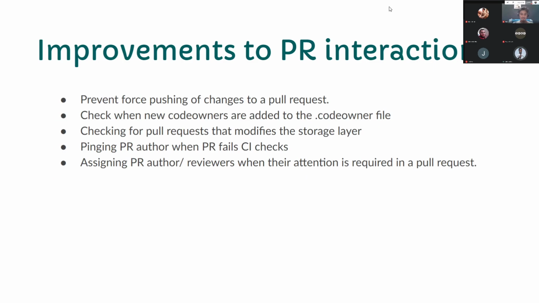Pushing changes to a pull request usually messes up the Git history, so it's not advisable, and Oppiabot will help to guard against that. We also check that new code owners are not added to the code owner file, and if they get added, we ping the previous code owners to ensure that these people are allowed to be code owners. We ping the PR author when a pull request fails CI checks, and we assign the author or reviewers when their attention is needed in a pull request.